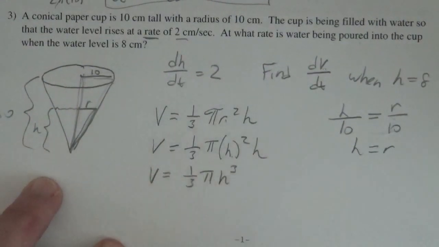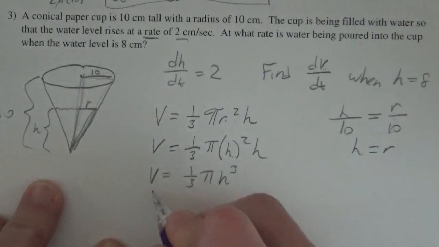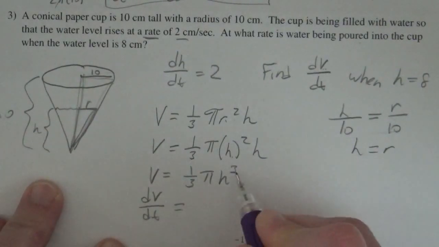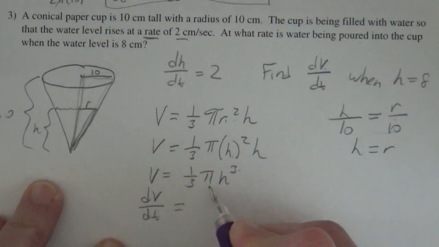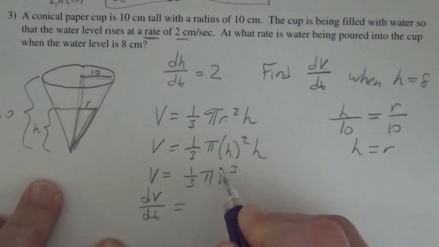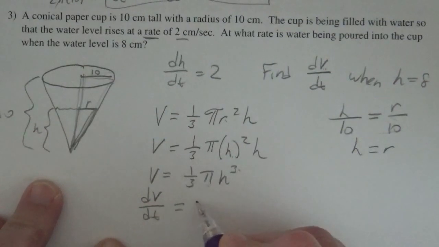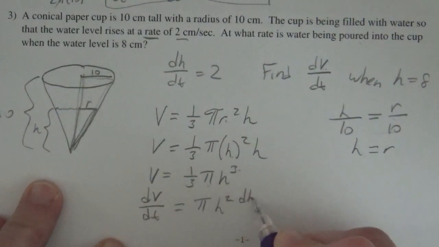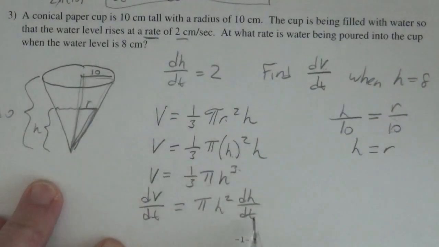Now we're ready to take a derivative of both sides. Derivative of volume with respect to time is dV/dt. And then this will be multiplied by 3. The pi is just a constant, so 3 times 1/3 pi is just pi. Drop down the power, and then remember we're differentiating with respect to time, so you need to slap on that dh/dt, the derivative of that variable itself, last step of chain rule.